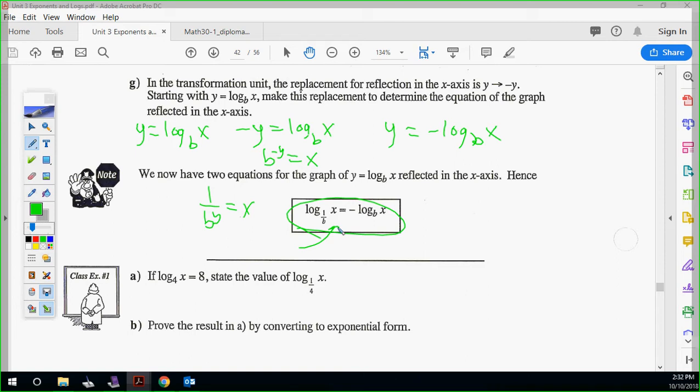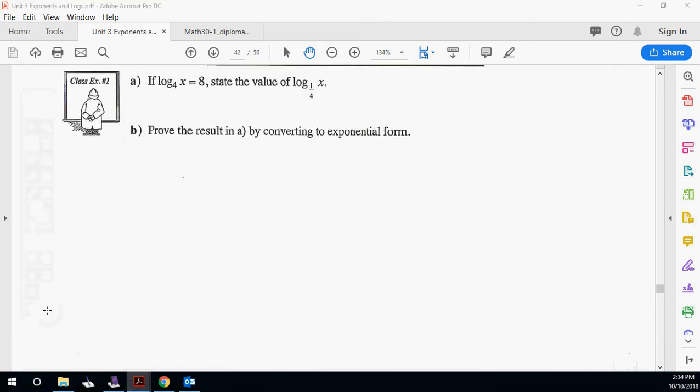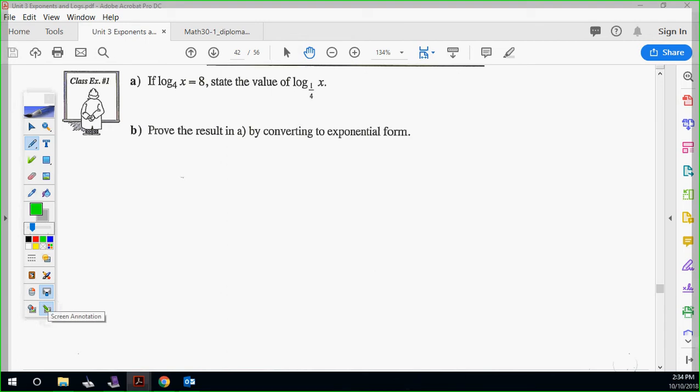Any questions? We're going to start hitting some examples now. I'm really talking about reflections, and we'll talk about a little bit of translations. So translations are the same as you've known before. Opposite for x, up and down for y. Okay, if log base 4 of x equals 8, state the value of log base 1/4 of x. Negative 8. Just flips, right? Just went from positive 8 here, flipped down over the x-axis to negative 8, by what we just learned.